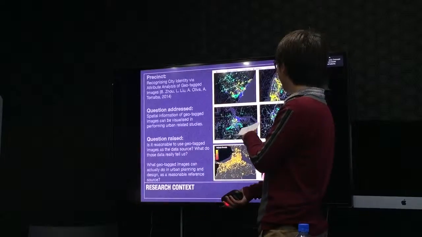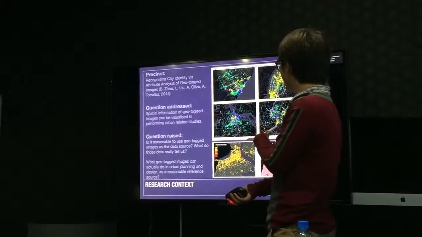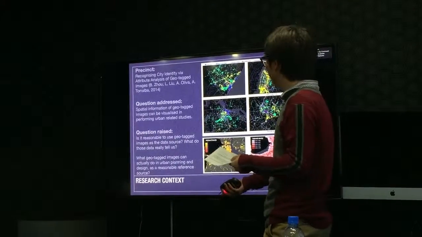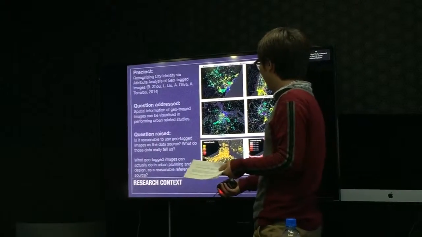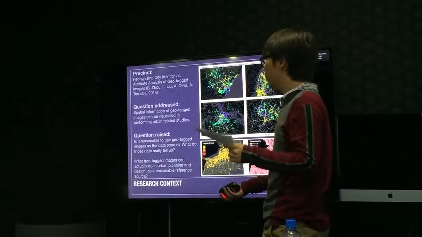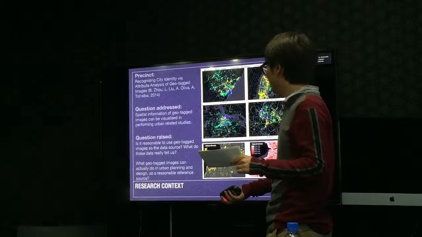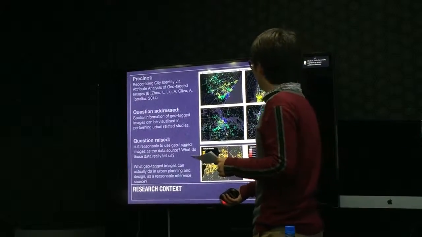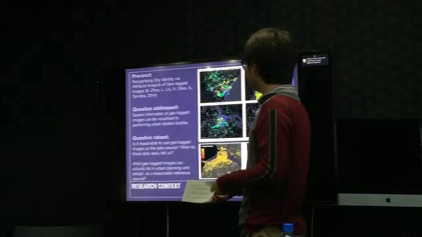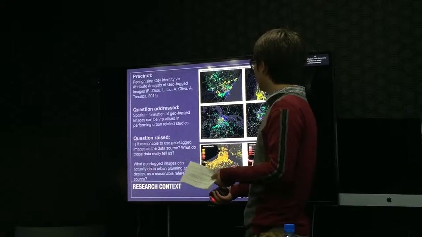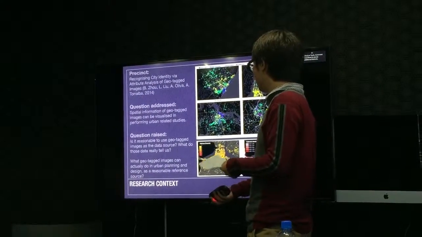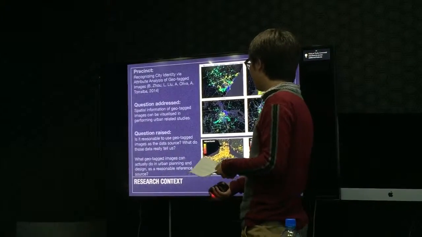What are they doing there? How can they help in urban planning issues? They may be just a piece of art. So what I want to do is find out whether this data source, big data, can actually be used in urban planning. From here, we know that the spatial information of geotag images can be visualized and used in performing urban-related studies. So my question is: is it reasonable to use geotag images as the data source?